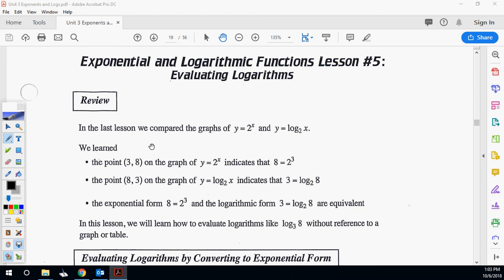So this is Unit 3, Lesson 5, Evaluating Logarithms. Remaking the video, might cut out last time, but that's how it goes. But this will be a little bit faster because there's nobody in here but me.